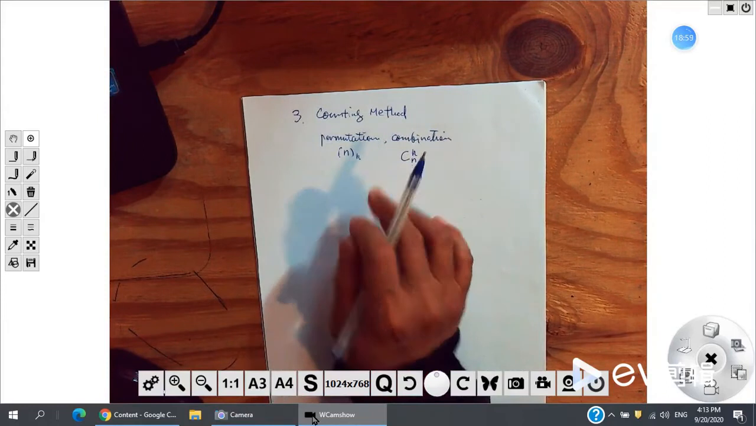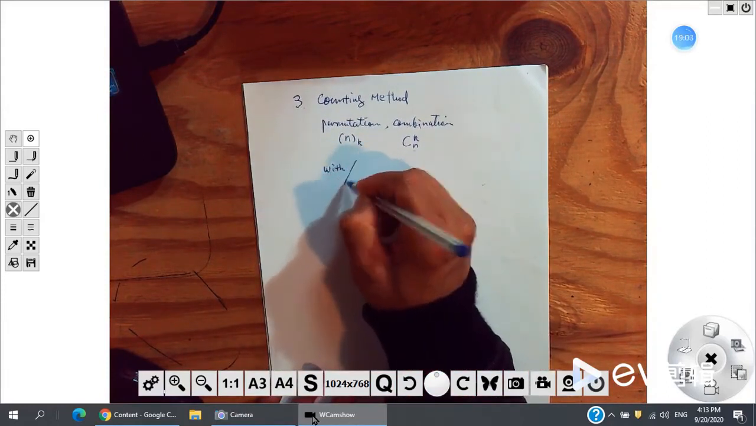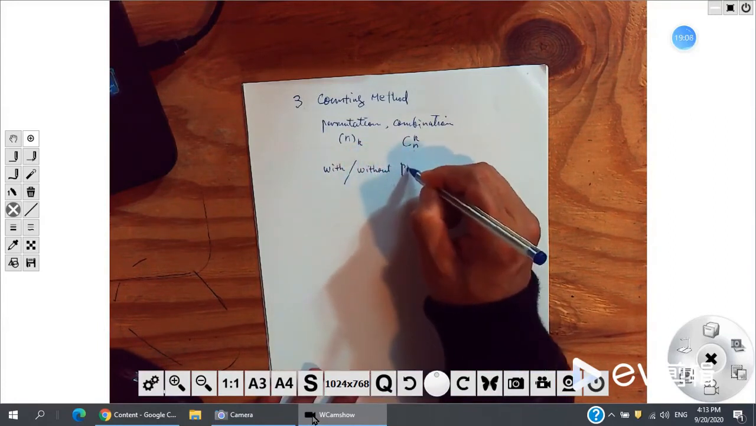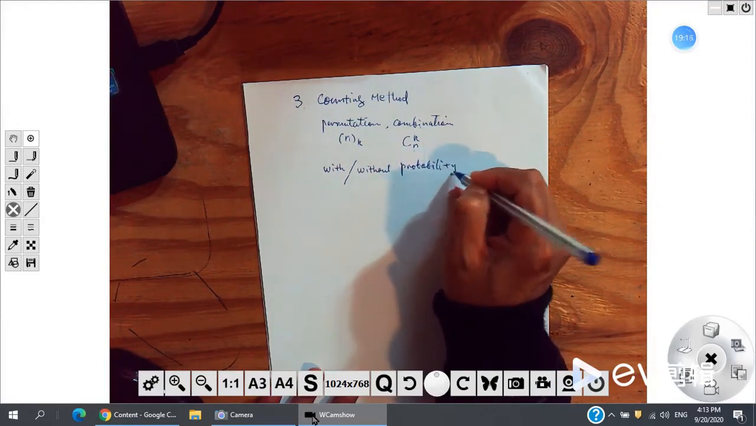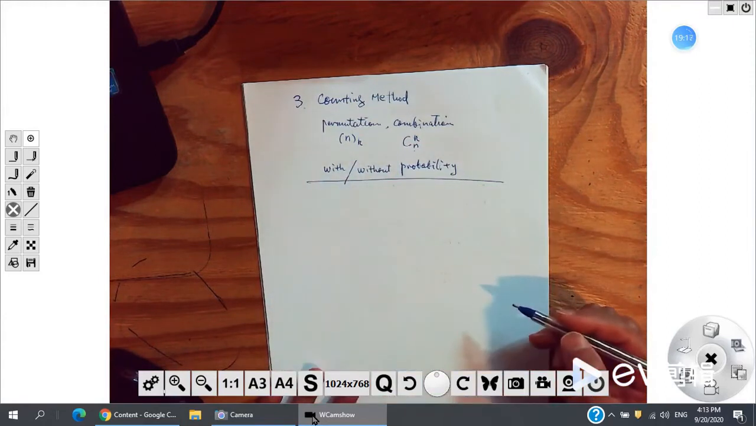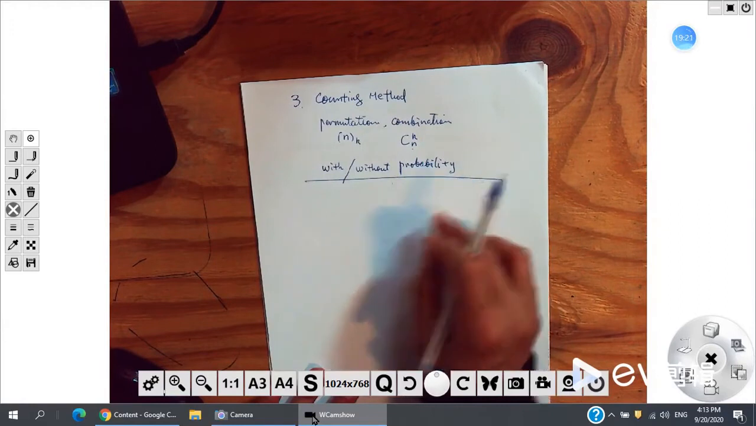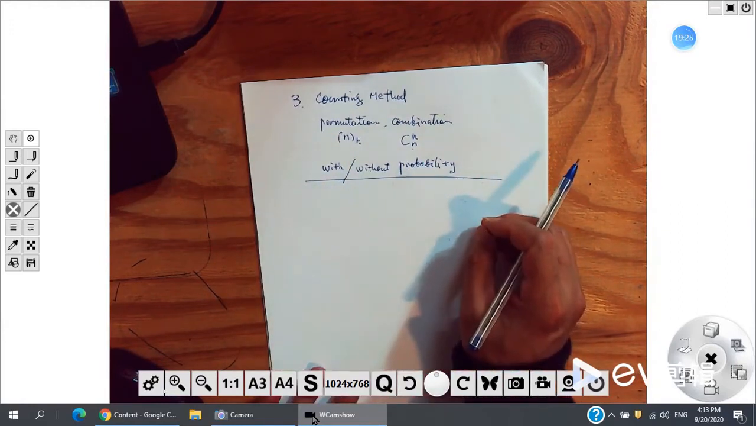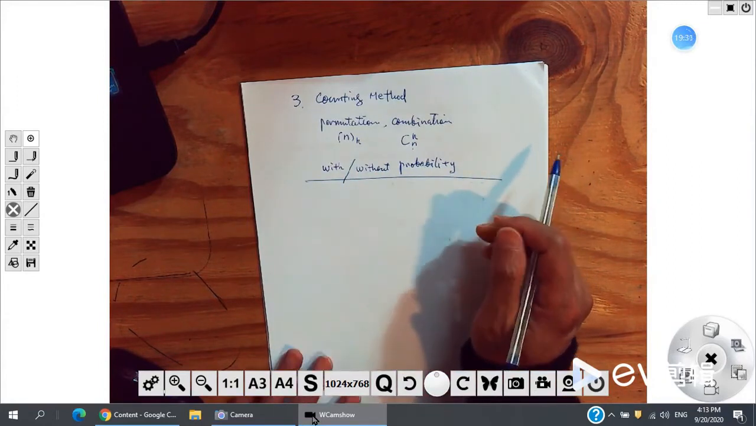All right. And also with or without probability. So we have two cases. Then you should know what kind of formulas we have, what kind of problems we can solve, and what the examples will be and how they work, right? So this is the third part.